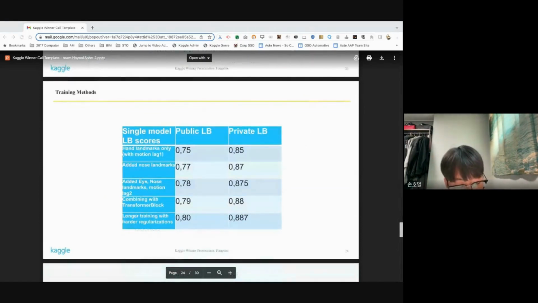This is the score improvement of a single model on the public and private leaderboard. Accuracy improved noticeably when the face landmark was added. And eventually, a single model achieved an accuracy of 0.80 on the public leaderboard through adding various additional features and combination with the transformer. Next slide.